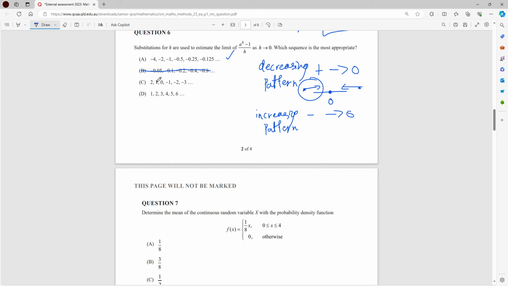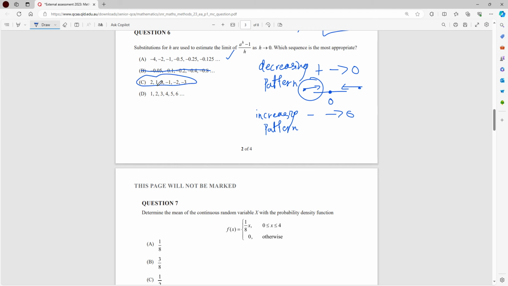This one here, we completely go through 0 and we don't even substitute it in. You go 2, 1, 0. You're just starting here and going this way. That's not a limit for 0, so that wouldn't be correct. And this one here, we're going in the complete opposite direction. We're increasing and going away from 0, so that can't work either. So the correct answer would be A.